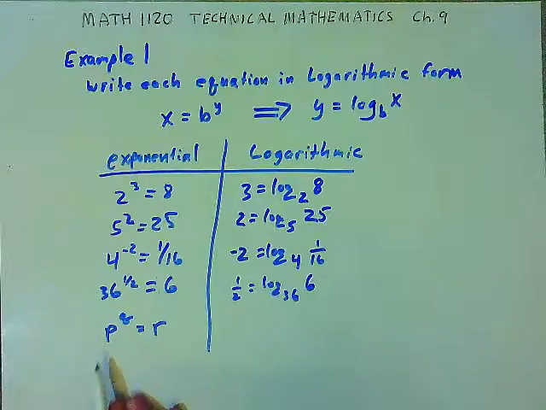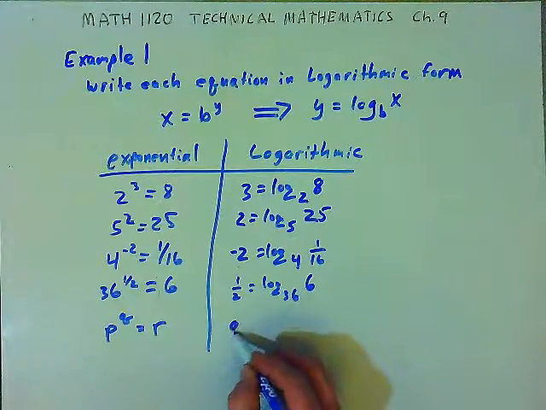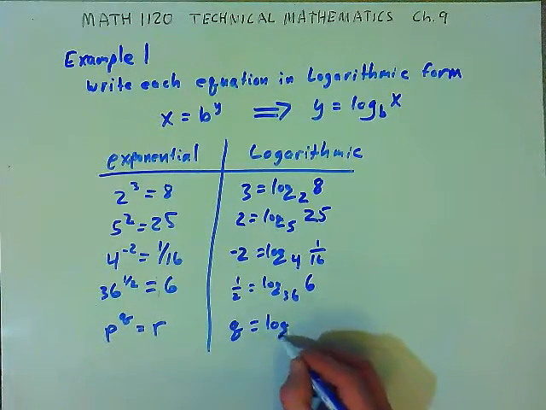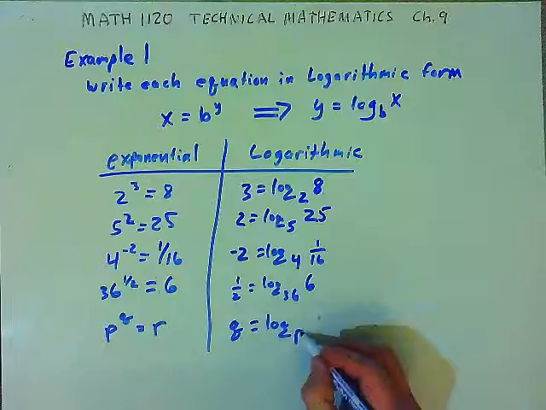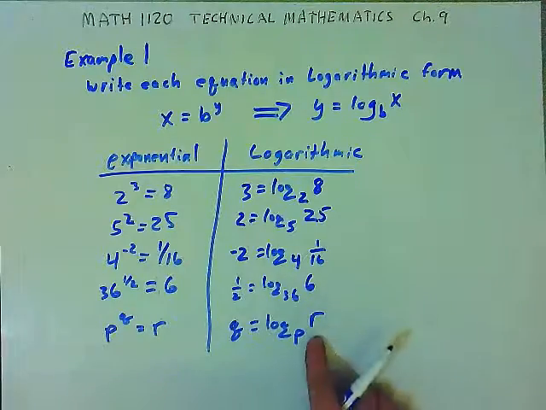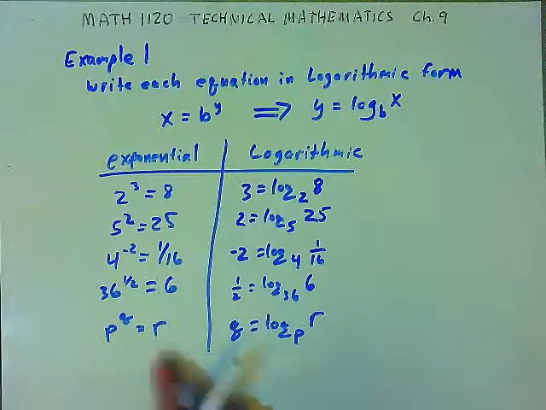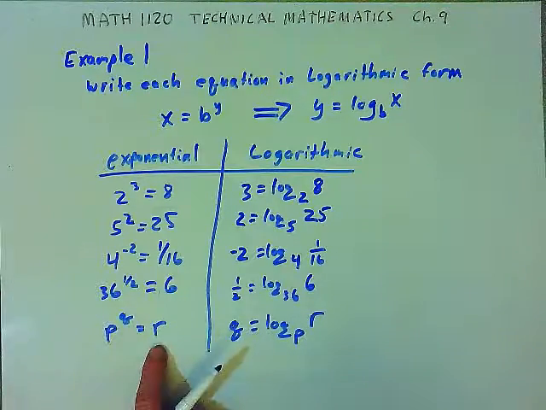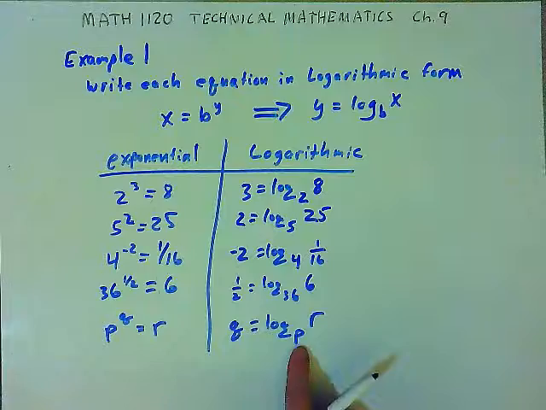We can do the same thing here. We'll say that q, which is the exponent, q is equal to log of the base, which is p, of r, which is the power, right, the answer. And so p to what power is equal to r? P to the q power is equal to r. So the answer is q, because p to the q power is equal to r.